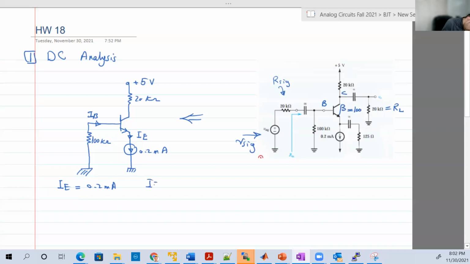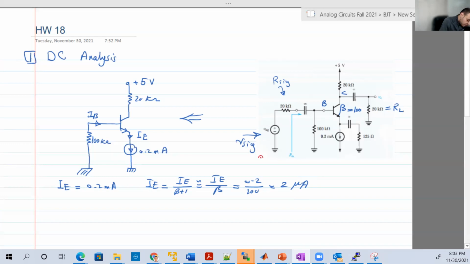But we know that IB equals IE over beta plus 1. You can approximate that, if beta is very big like 100, as IE over beta. So 0.2 over 100 is 0.002 milliamperes, it's 2 microamperes. That's basically IB. If you want to extend the DC analysis and calculate many other things like VB, VC, because the question in the homework is asking about these parameters.